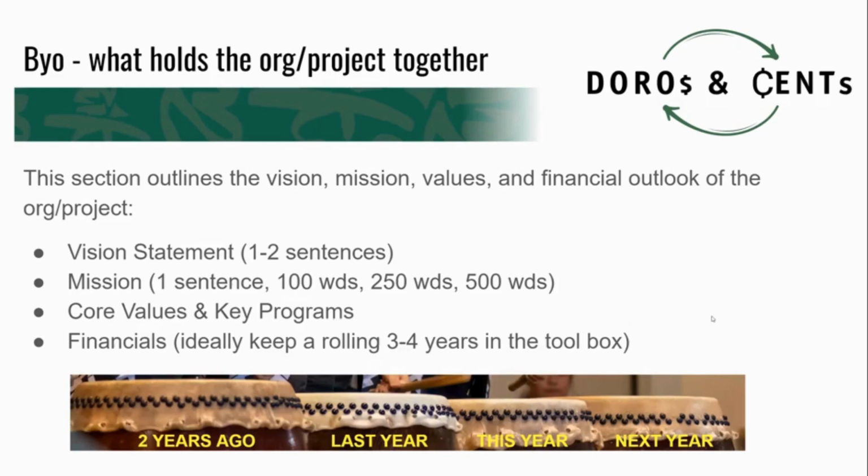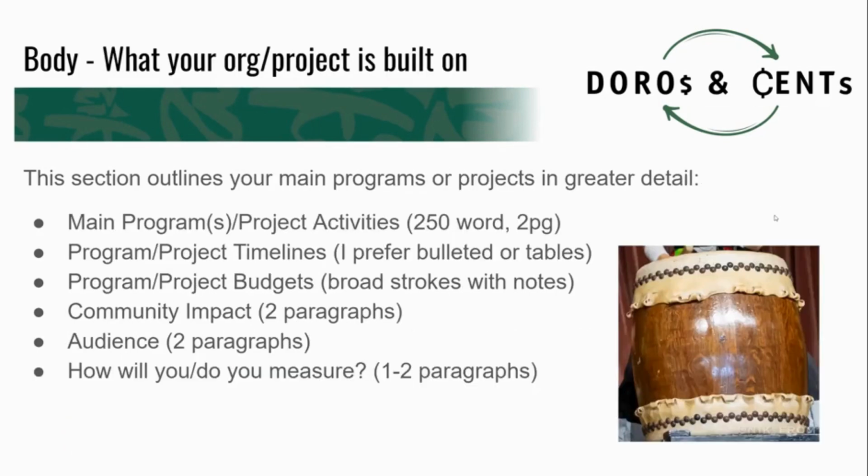Okay, the next section is the body, right? So this is what the org or the project is built on. This outlines your main programs in greater detail. So instead of just a single paragraph or a couple sentences like we had in the bio section, this will now talk about, in 200 words or up to 2 pages, project activities, programs, elements of the work that we do, including project timelines and budgets. So this goes into more detail.